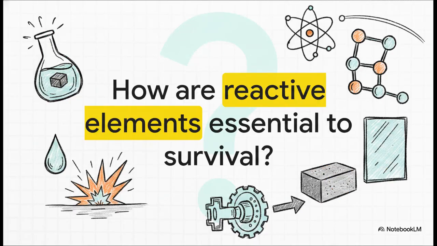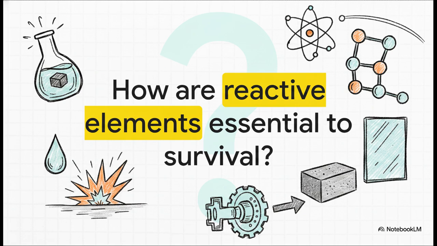Which brings us to one final pretty provocative thought to wrap this all up. How do these violently reactive, incredibly dangerous elements, I mean, we're talking about metals that have to be hidden under kerosene or that literally tear water apart on contact, how do they end up being entirely essential to basic human survival and modern industry? Well, it's the beautiful paradox of chemistry.